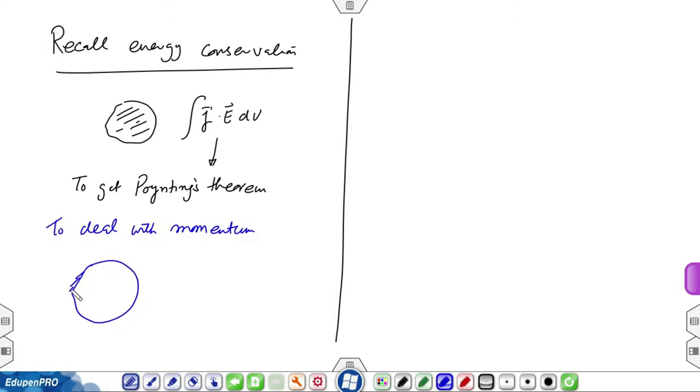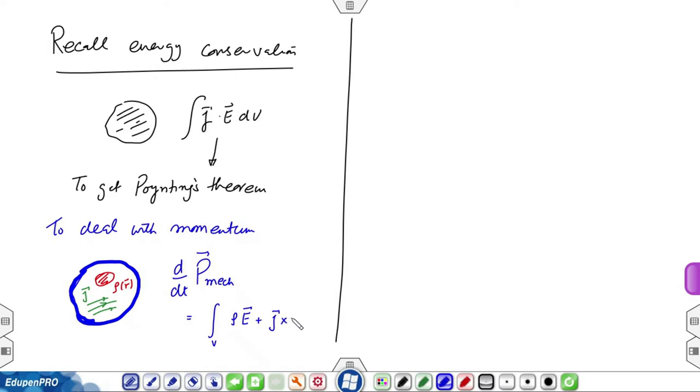So, here is the volume, let me make it thicker, and there are some charges inside, rho of r, and there is this current J inside. And these charges and currents change their momentum, and the change in momentum is going to be equal to the force applied on the charges. So, the change in the momentum, d by dt of P mechanical on all these charges, is going to be equal to the force on these charges, and that's going to be integral of rho E plus J cross B integrated over the volume. And this is what we are going to now work with.